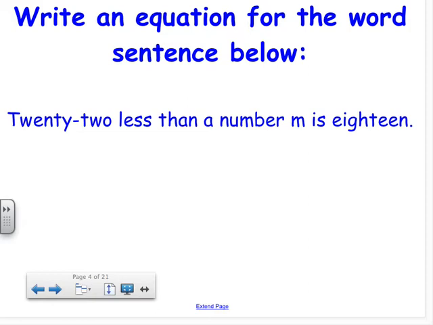Now try this one on your own. This one's a little bit trickier. 22 less than a number m is 18. So 22 less than, remember there's something tricky about when working with "less than." Pause the video and try it. Press play when you're ready.